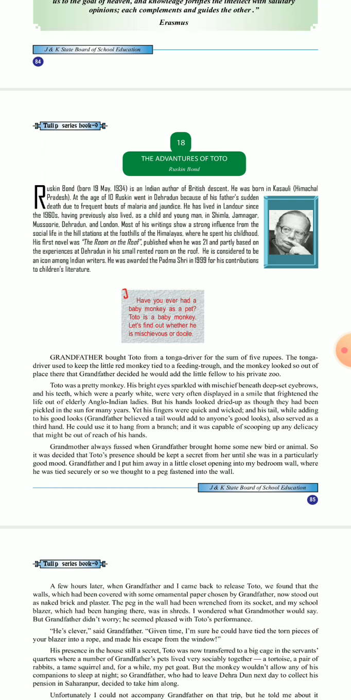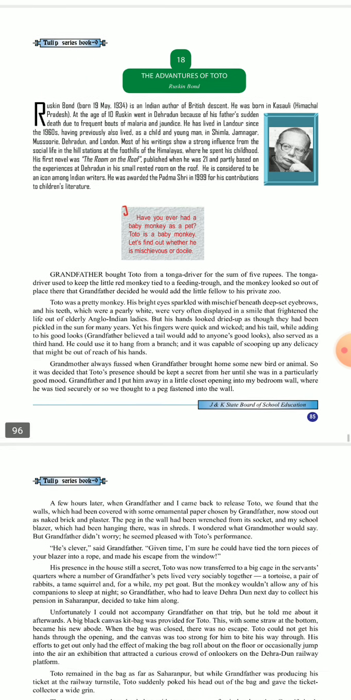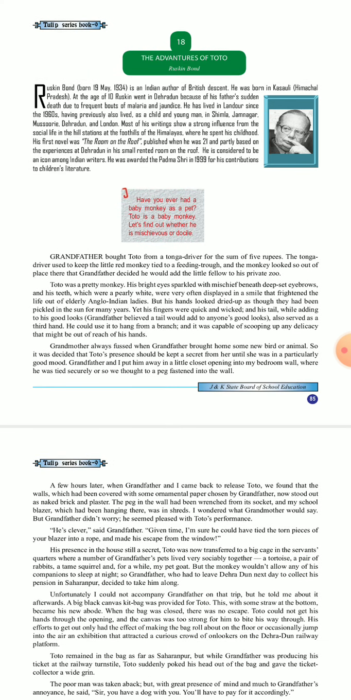Himachal Pradesh is one of the hilly states of India. It is neighboring state to the UT of Jammu and Kashmir. At the age of 10, when Ruskin Bond was 10 years old, he went to Dehradun because of his father's sudden death. उसके फादर की डेथ हो जाती है और इस वजह से रस्किन बॉन्ड को देहरादून जाना पड़ता है when he was only 10.